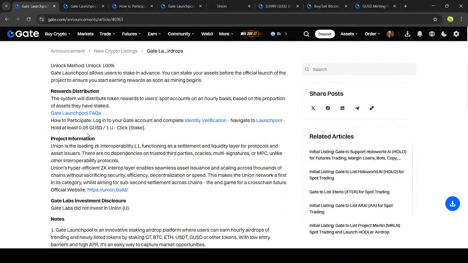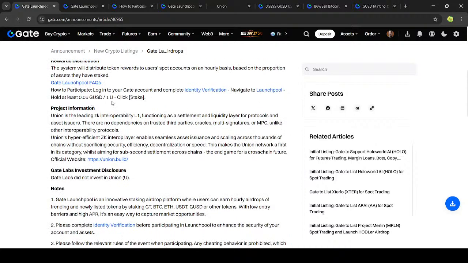So how to participate? Log in to your Gate account, complete the identification, navigate to the Launchpool, hold at least 0.05 GUSD, and once you click stake.